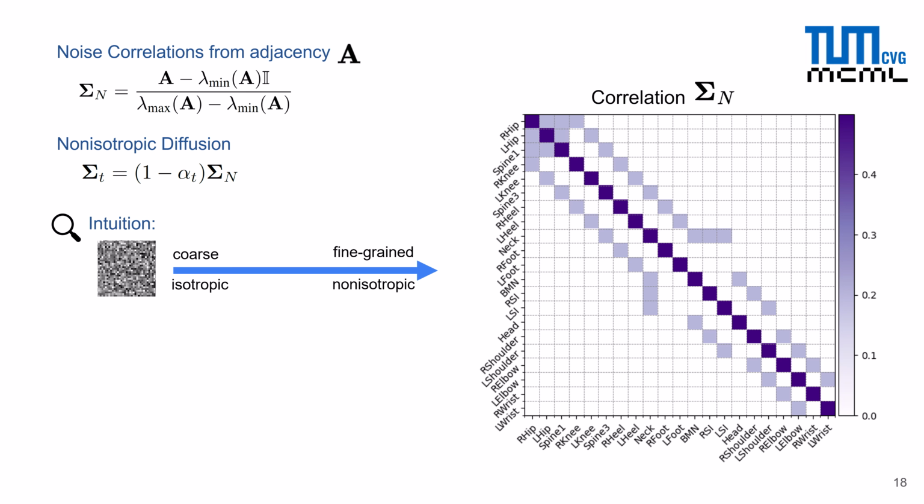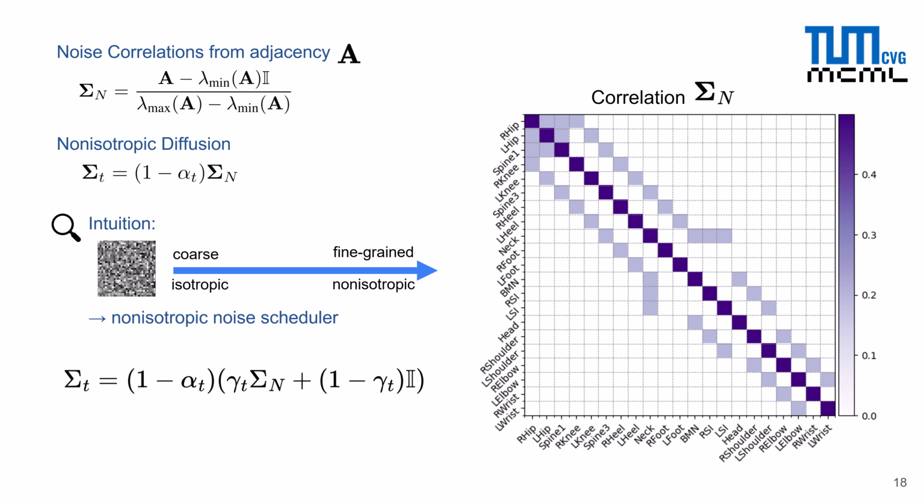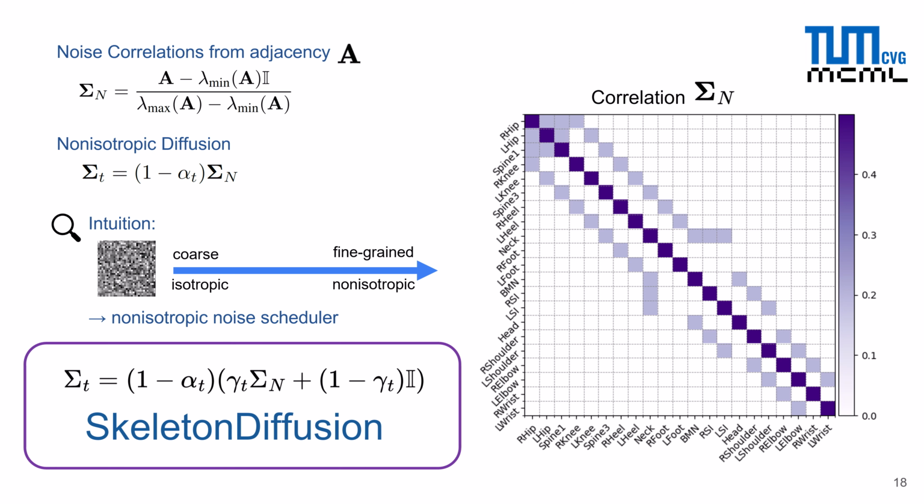While the simple formulation already outperforms the isotropic counterpart in our experiments, we observe that the generation process starts by defining a core structure and later refines it with fine-grained details, meaning that non-isotropic noise becomes more relevant in the later diffusion stages. According to this finding, we add a scheduler gamma t to blend isotropic and non-isotropic noise, resulting in the final non-isotropic formulation of SkeletonDiffusion. From this definition of correlated noise, we derive not only a sampling paradigm, but a whole training and inference regime.